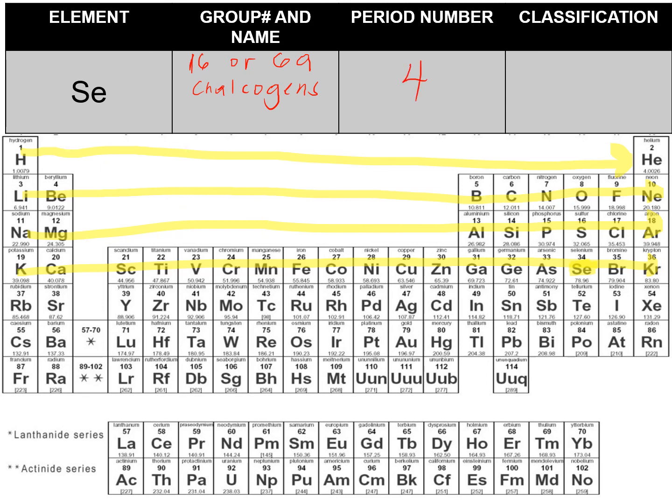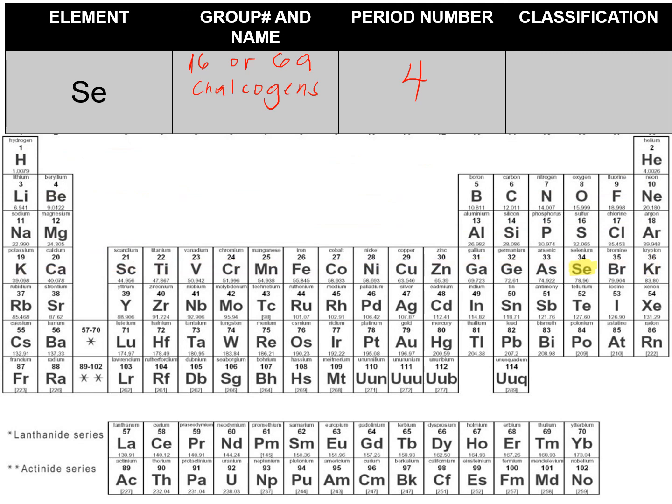Ayan. Anong classification ni selenium? O, tignan natin. Hanapin natin yung staircase. Ayan, burahin lang natin to. Hanapin naman natin ngayon yung staircase. Ito yung staircase natin.